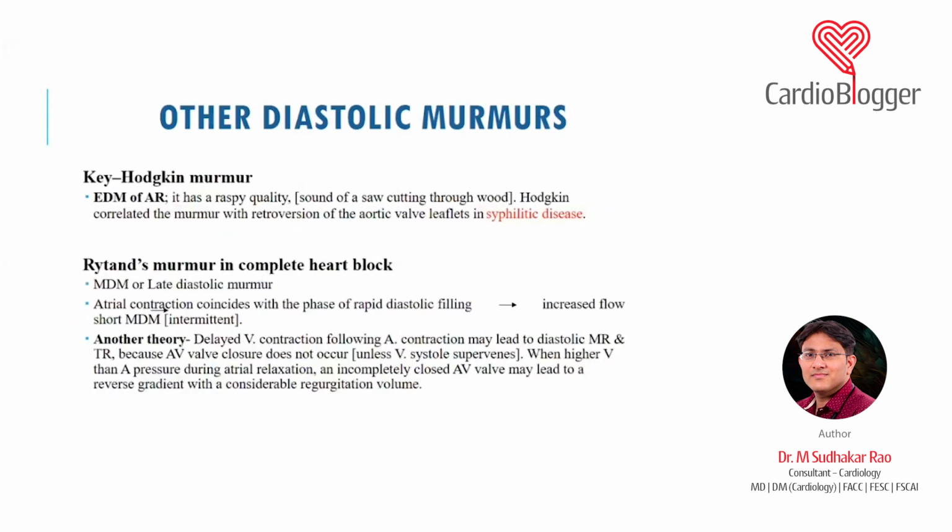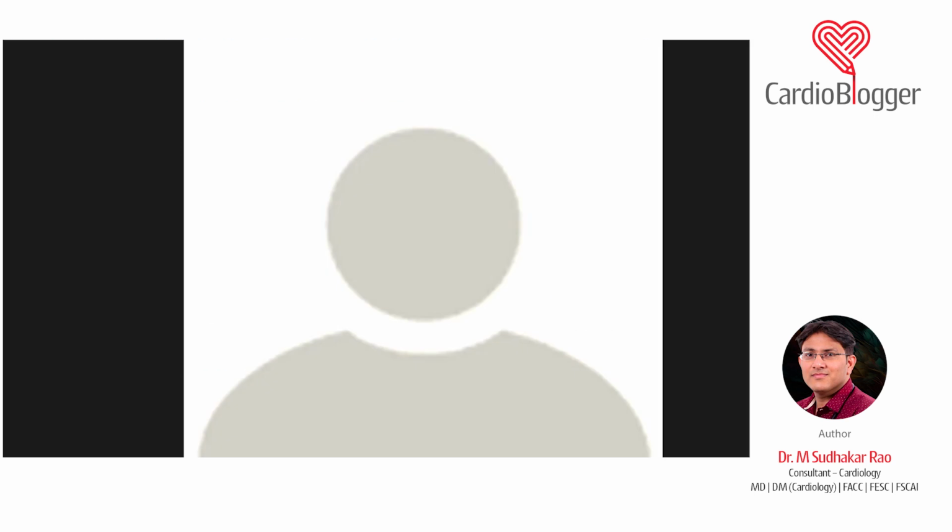Hodgkin's murmur you get in a patient with syphilis, because it was first described by Hodgkin, and you get in syphilis the early diastolic murmur of AR, which is of a raspy quality, or a seesaw or sawwood murmur. It is called a sawwood murmur. You get it in complete heart block, as I already told you. It is a Rytand murmur because it is a diastolic MR which produces this murmur.